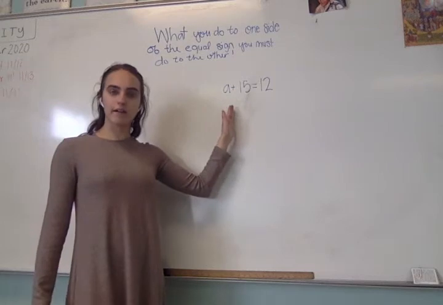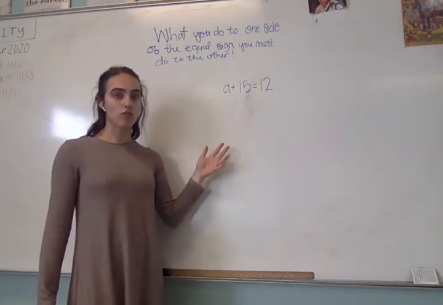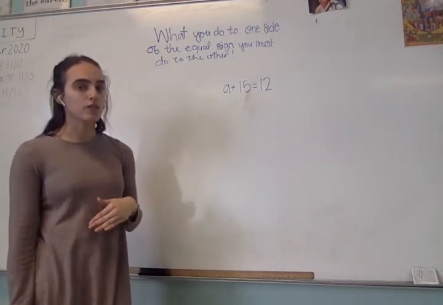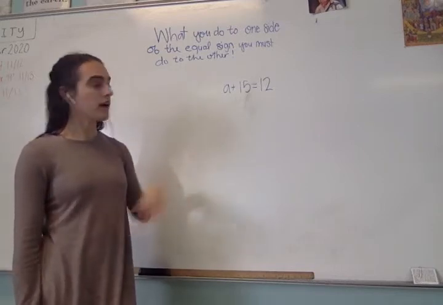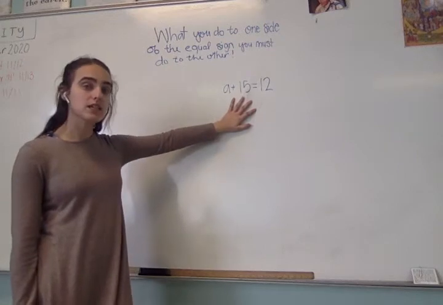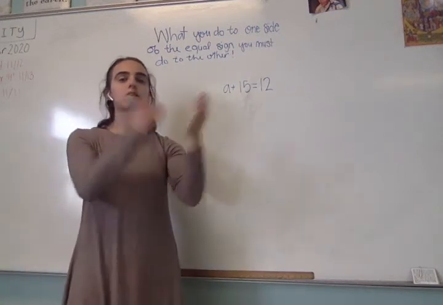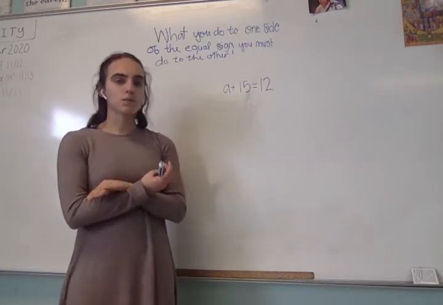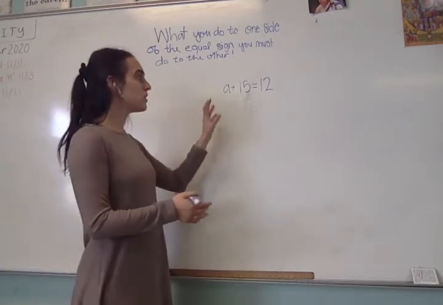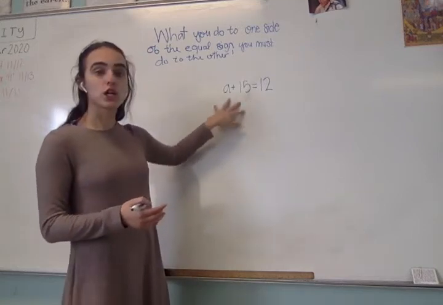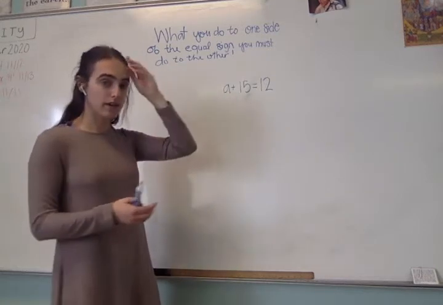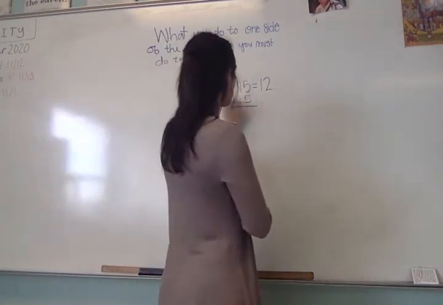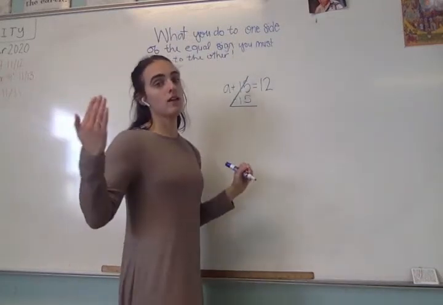We know we need to get the variable by itself to solve, right? So we need to get the variable on its own side of the equal sign. To do that, it looks like we're adding 15. So we need to do the opposite, remember, to get the variable by itself. You do the opposite operation to the term that is next to the variable to get it alone. So we are going to subtract 15 because subtraction is the opposite of addition.